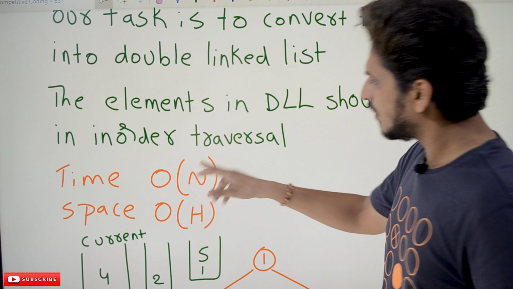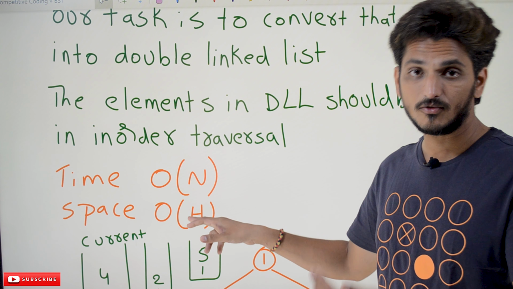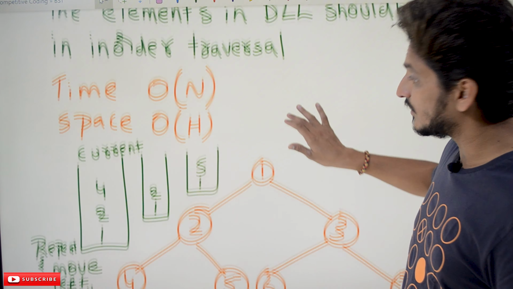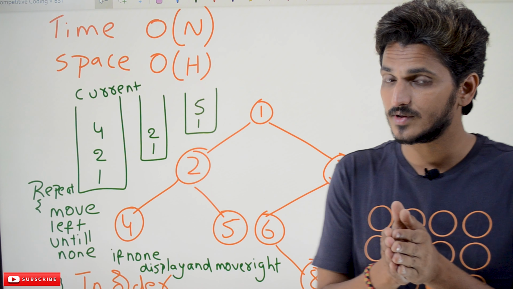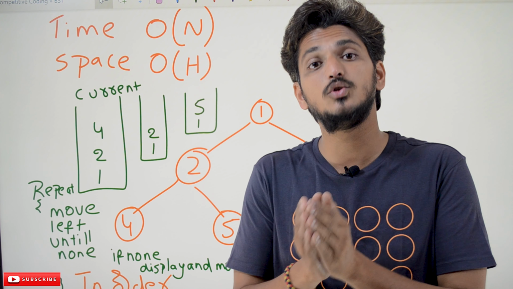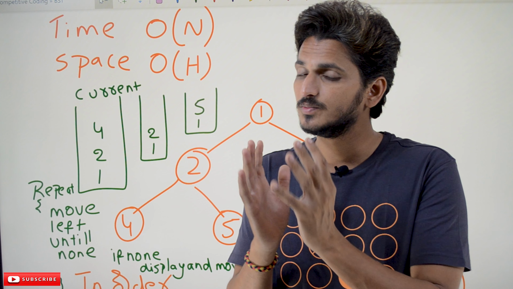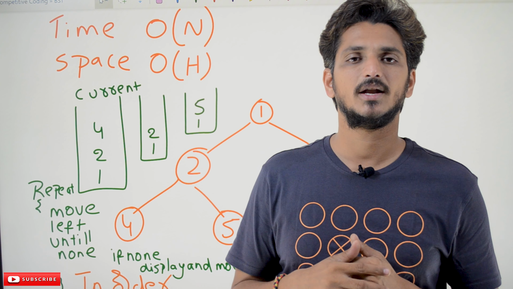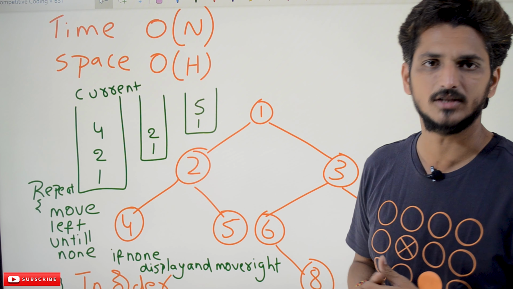The time complexity you have to maintain is order of n, and space complexity should be order of h. H means height of the binary tree. Whenever we implement inorder traversal using loops, we need to create a stack. The minimum space required is the order of h, the height of the binary tree. That is what is needed. That's why the space needed is order of h.